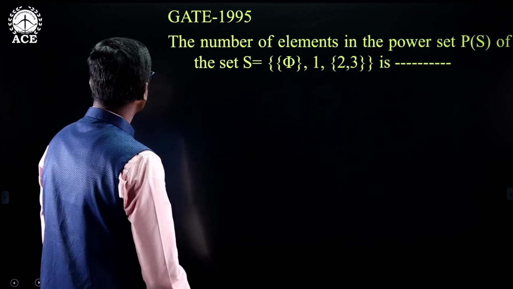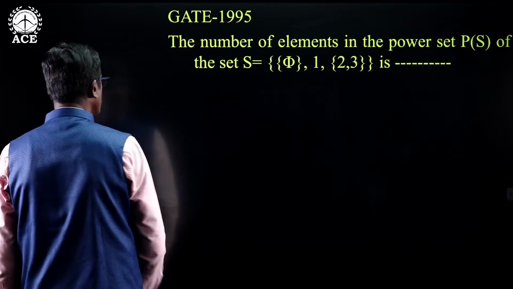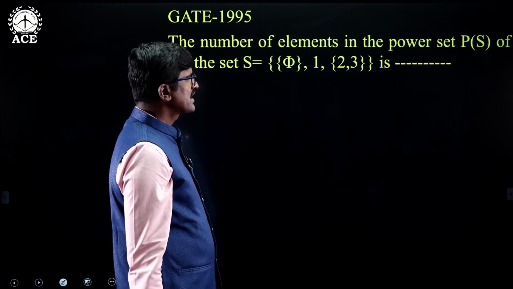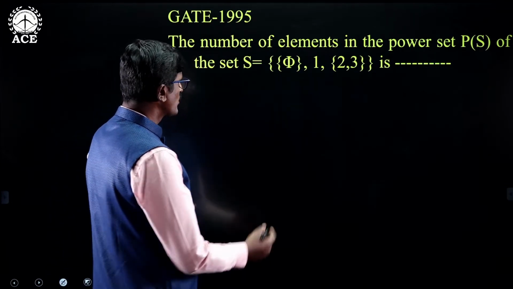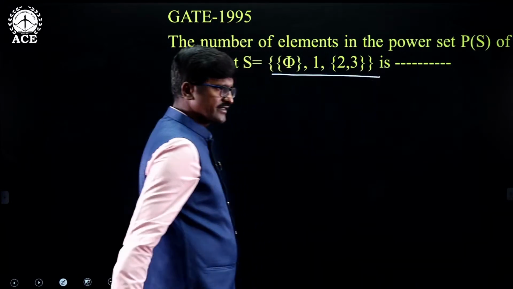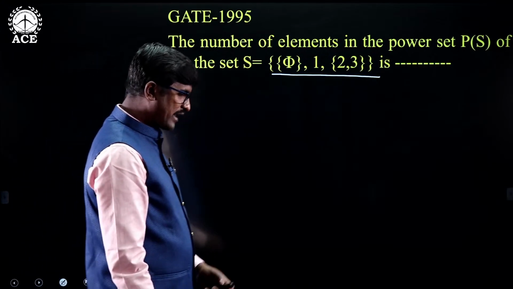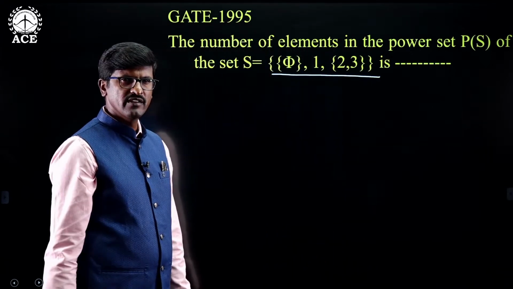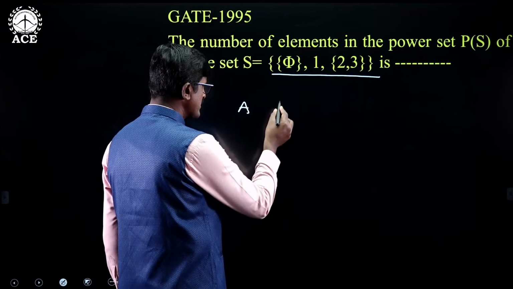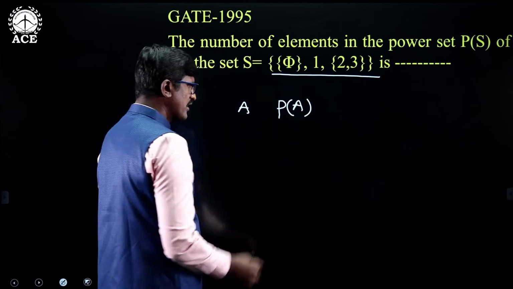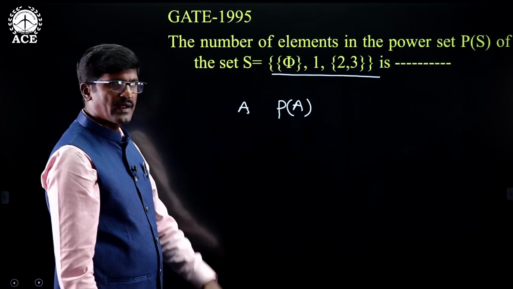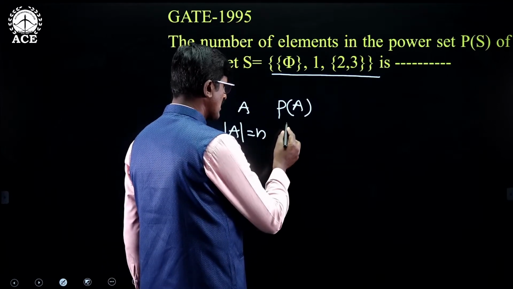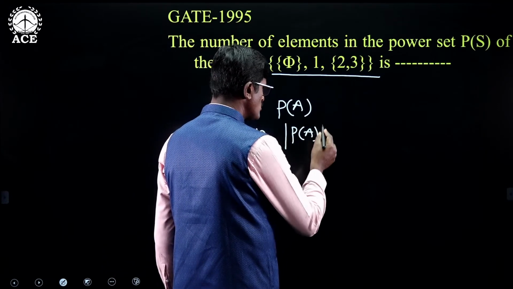This is the question given in GATE 1995. The question is, the number of elements in the power set P of S of the set A is equal to this, dash. So that is the answer. In one of the previous sessions I explained about the power set of a set. If you take any set A, then the power set of A is denoted with P of A. When I was explaining the power set of A, I explained a very important formula. If the cardinality of A is equal to n, then the cardinality of P of A is 2 power n.